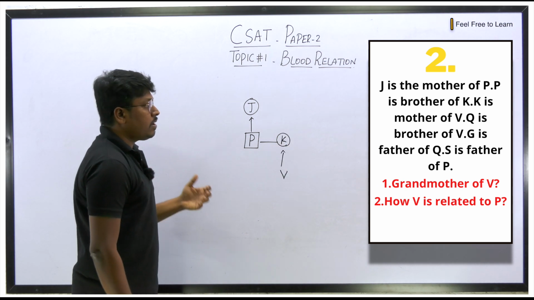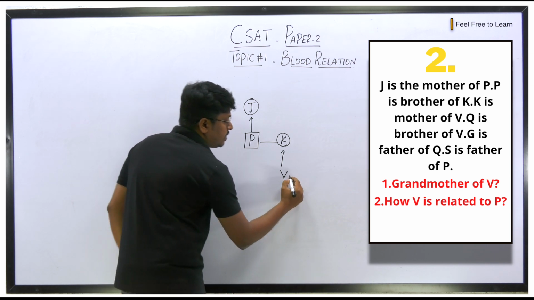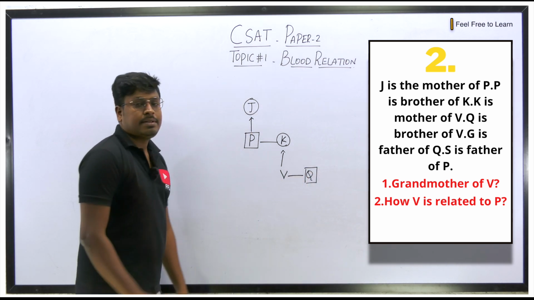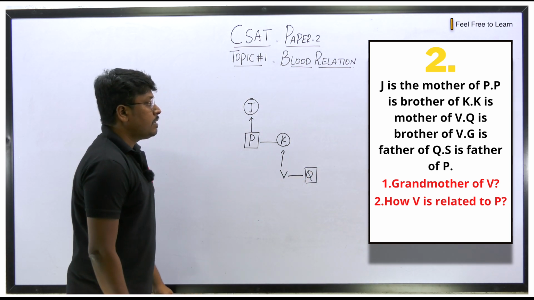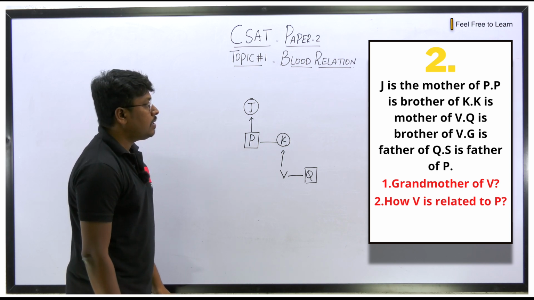Q is brother of V. So V's brother is Q. V is having a brother, that is Q. Got it? Because of a brother, the person Q will be a male person. G is father of Q. So Q's father is G, right?